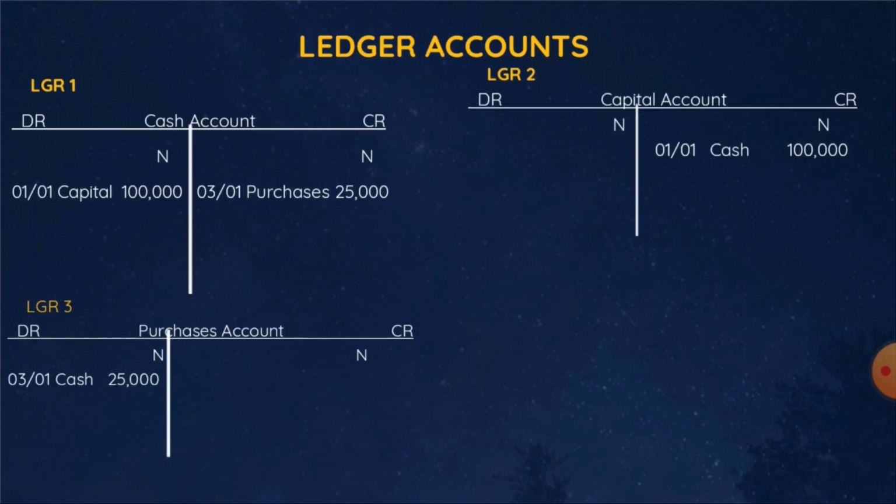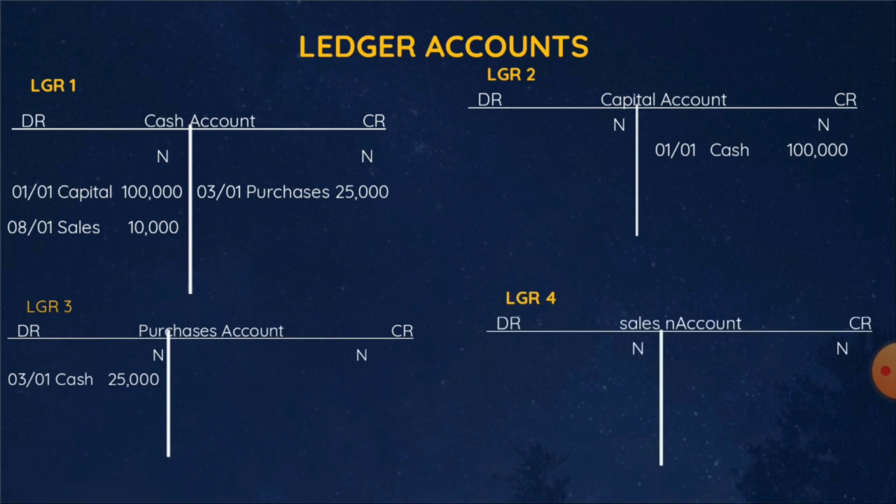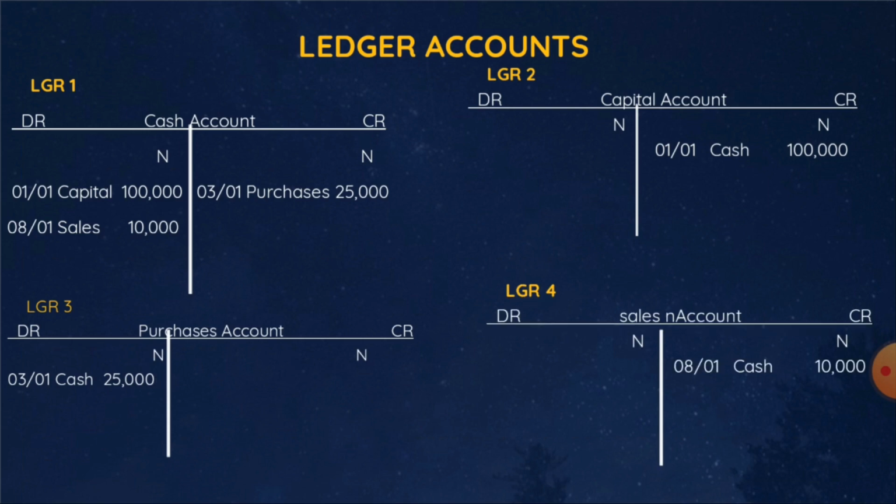Just like I said, we already have a ledger for the cash account. We are not going to open another ledger. We go to the cash account and debit it with 10,000 naira. That is on the 8th of January, sales, 10,000 naira. The corresponding credit entry goes to the sales account. We don't have a sales account yet, so we are going to open a ledger for the sales account, and that will be ledger number 4. We credit the sales account with cash, 10,000 naira. So that completes the double entry principle for that transaction.